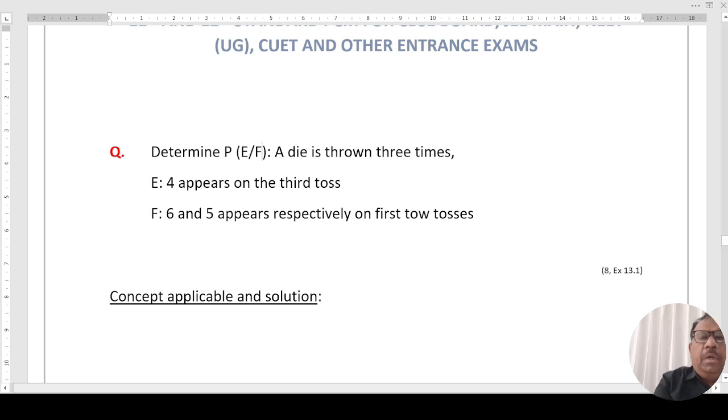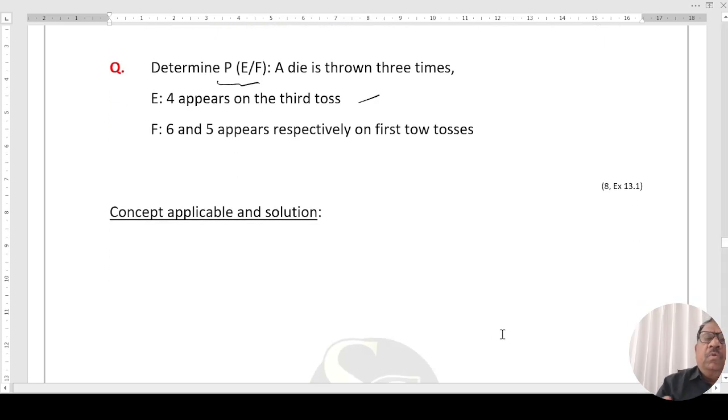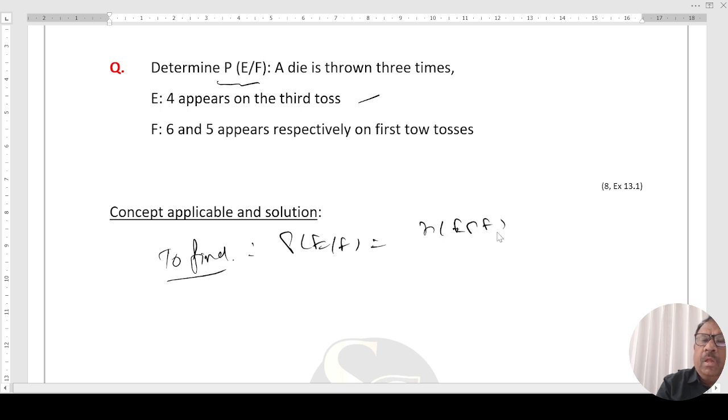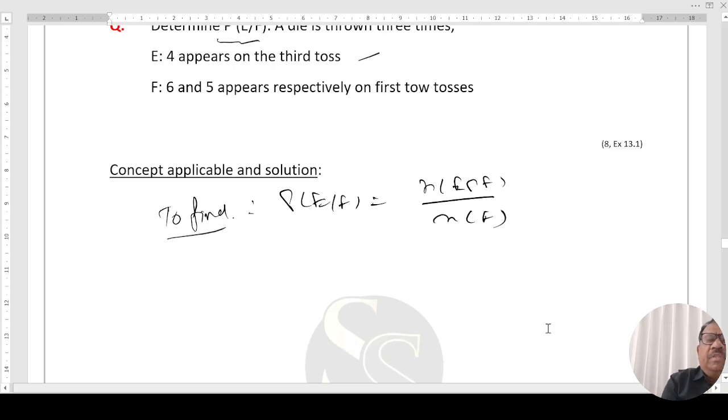Question is, determine E by F, probability of event E when it is confirmed that event F has occurred. A die is thrown 3 times. E is the event, 4 appears on the third toss. F is 6 and 5 appears respectively in the first two throws. To find P E by F, that is N E intersection F upon NF. Right? Now F का sample space बनाते हैं.